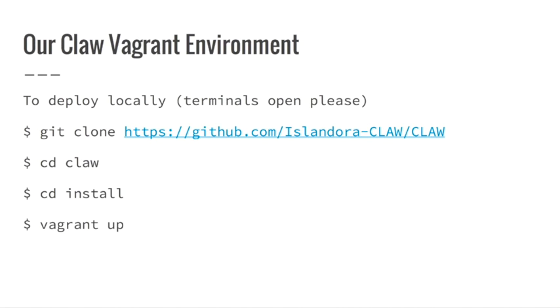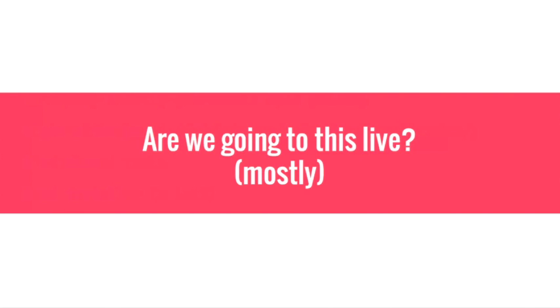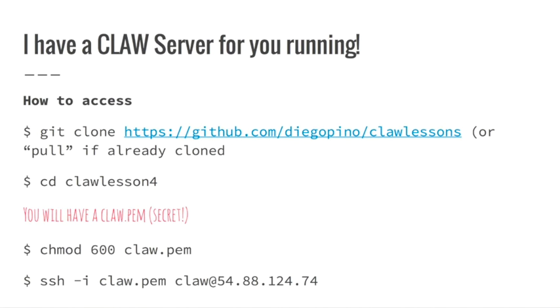When we want to hack our current Claw installation and build this Vagrant virtual machine, we have to deploy it locally. So we need to have our terminals open, and then we clone basically the Islandora Claw repository, go into claw, go into install, and just do a vagrant up. This can take some time, from a few minutes to maybe even an hour, because it basically rebuilds a whole machine. So we are not going to do the whole Vagrant installation live, because I built a Claw server for you last night. I did the same thing I'm telling you to do.